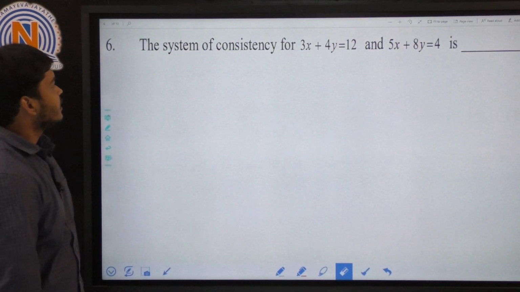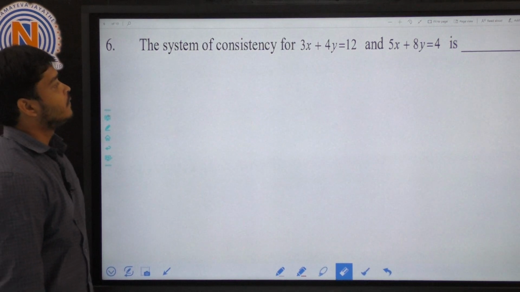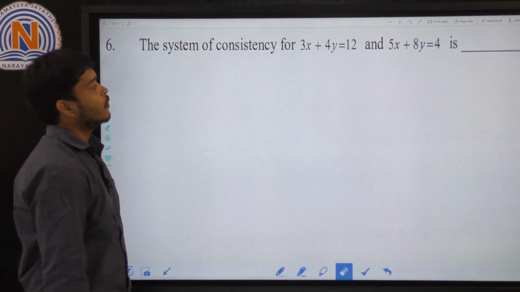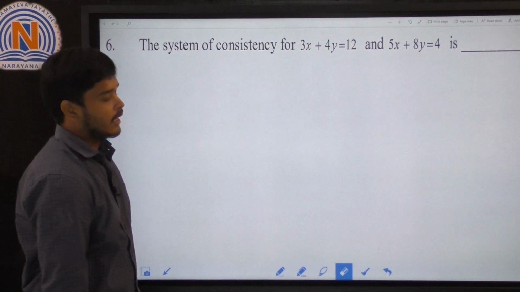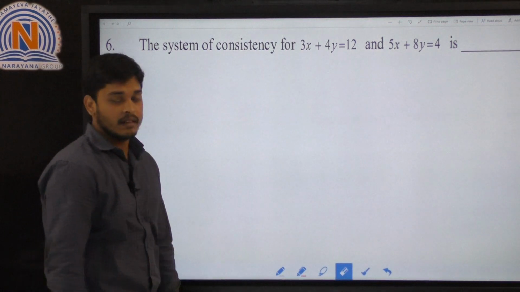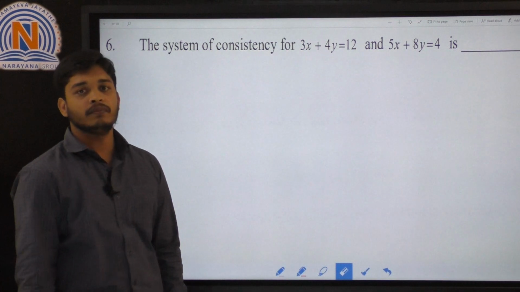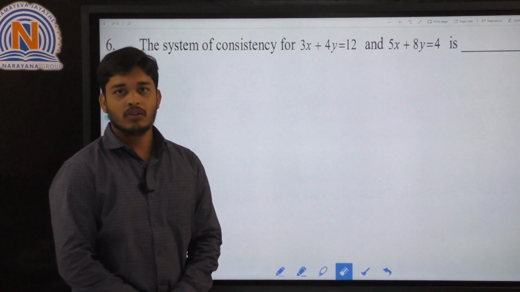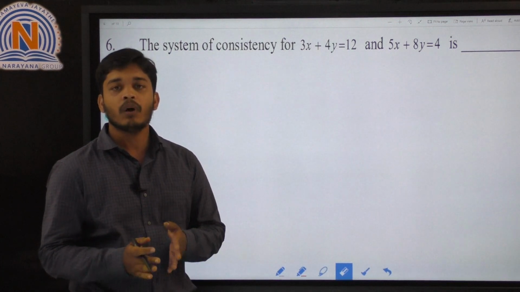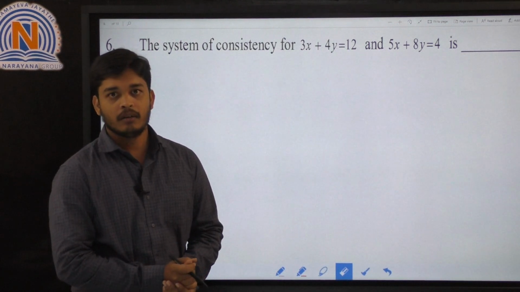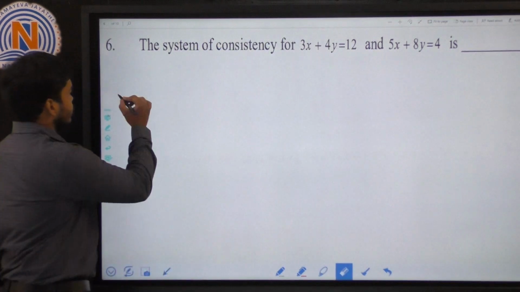Sixth question. The system of consistency for 3x + 4y = 12 and 5x + 8y = 4 is? System of consistency means what kind of lines those two are: intersecting, parallel or coincidental. What kind of lines are those two? See, now the solution.